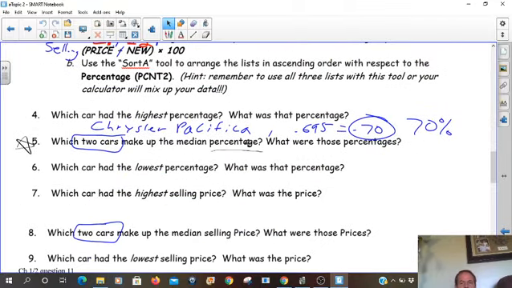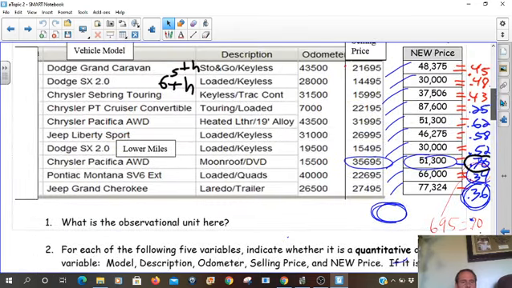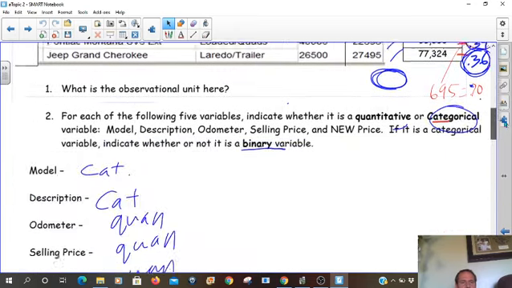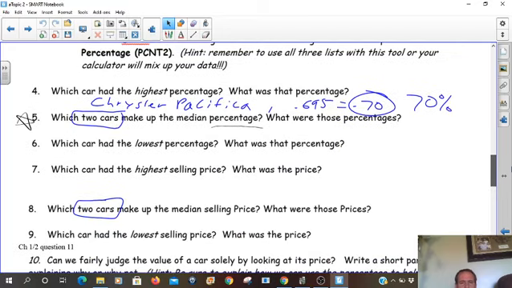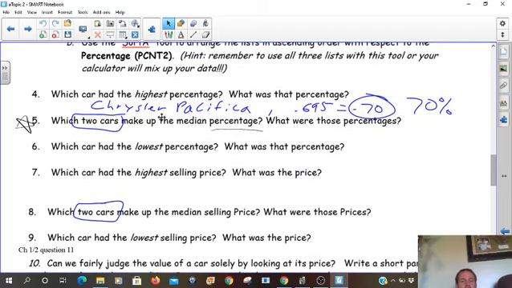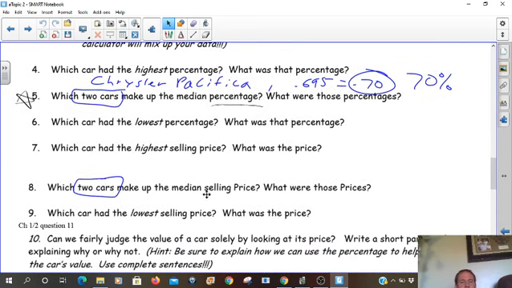For the percentage, again, it was 45 to 48. And then the Dodge Grand Caravan and the Dodge SX 2.0. Beautiful. And then you're looking for the lowest percentage, and what's that percentage? The highest price, what's that price? Oh, so this is percentage. Then it'll actually ask you about selling price.